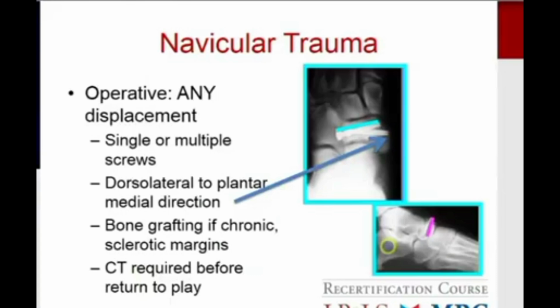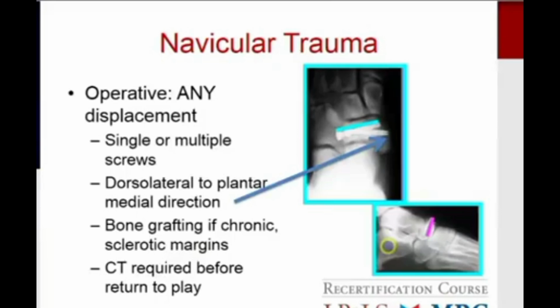So instead in navicular trauma, though they go lateral to medial, they still go more dorsolateral to plantar medial just to gain compression across that site. And that's always a question people ask me about, and that's why. If we have a chronic navicular fracture, we then open it up and bone graft the margins and give it a chance to heal sufficiently. And again, like I said before, with conservative care, a CT scan is always required before you allow that athlete or individual to return to play or use it.